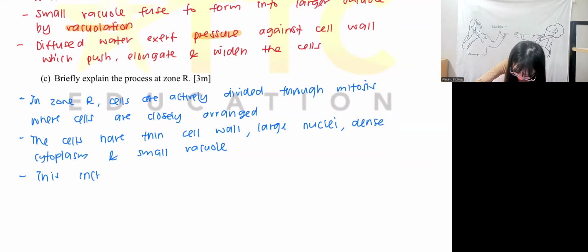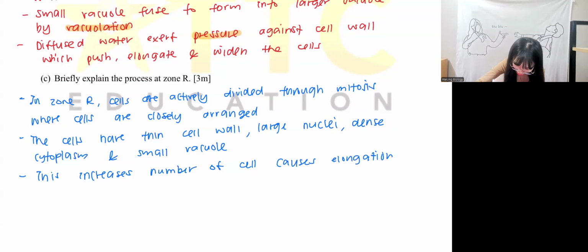This increases the number of cells, causes elongation of plant stem.